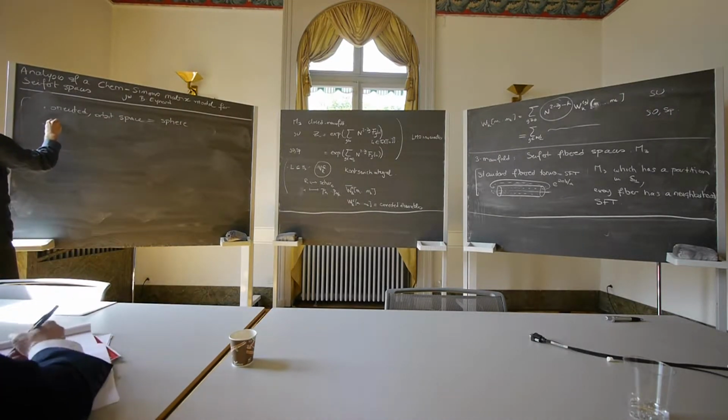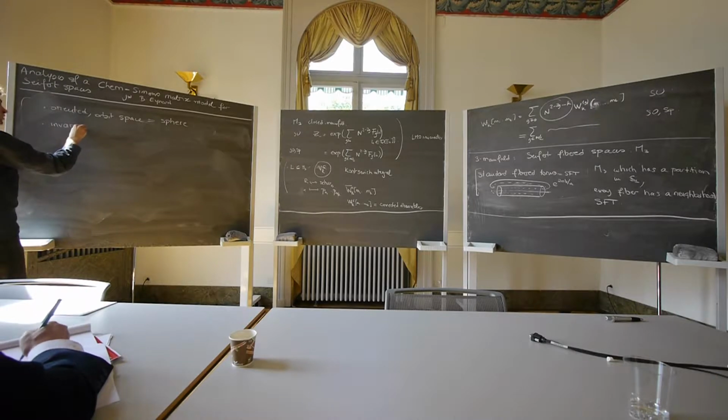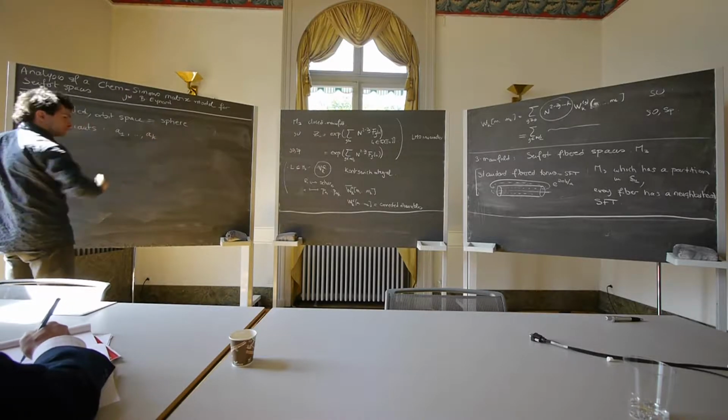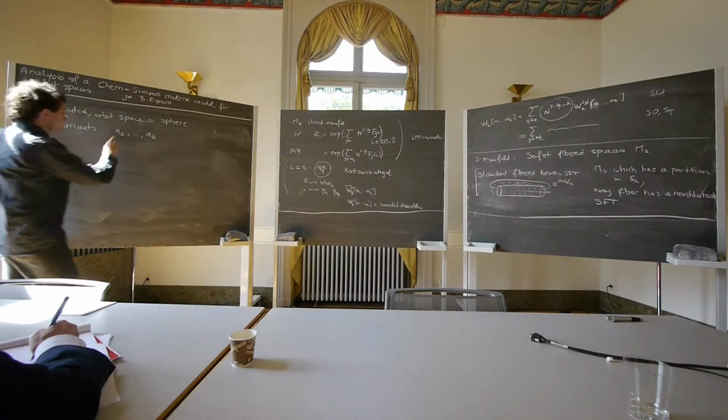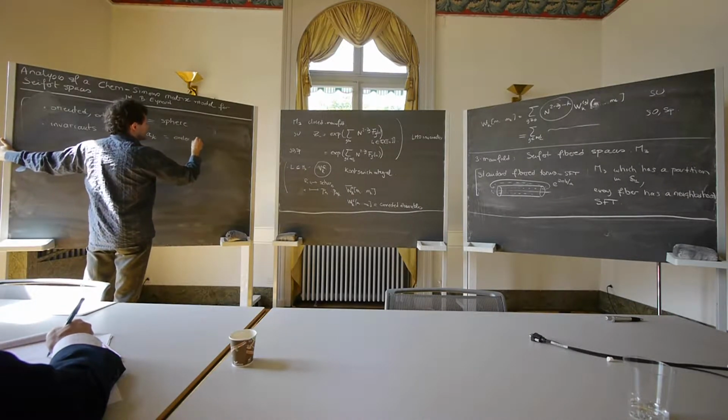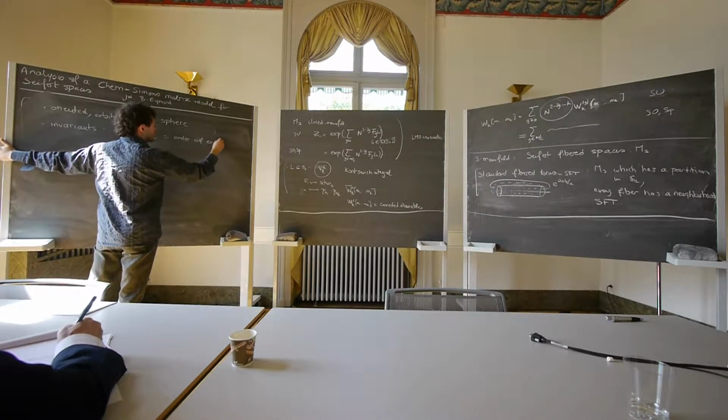So in the classification you have a certain number of geometric invariants of the Seifert spaces. The first one are the orders of the exceptional fibers, A1, ..., AK. So this is the order of exceptional fibers.